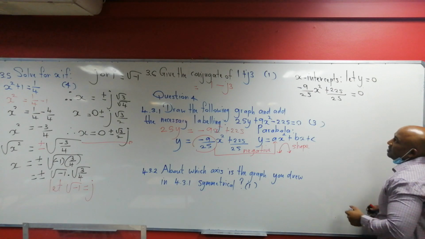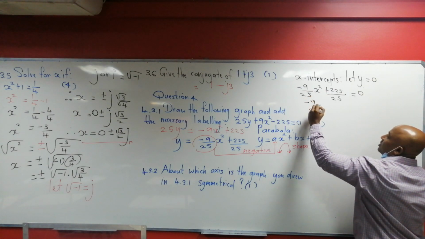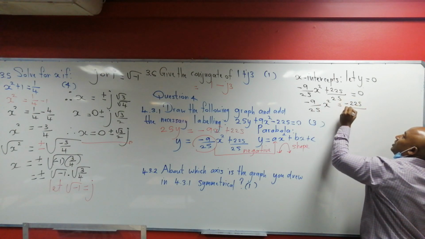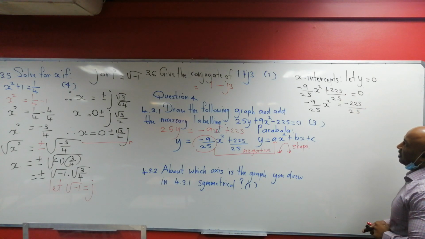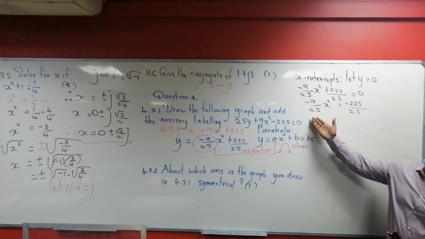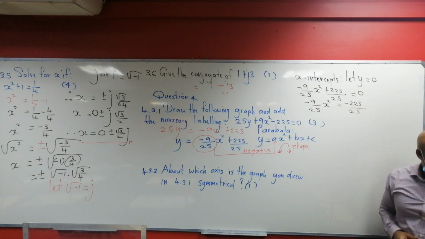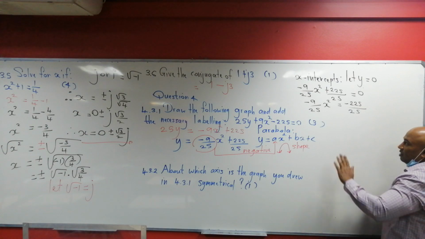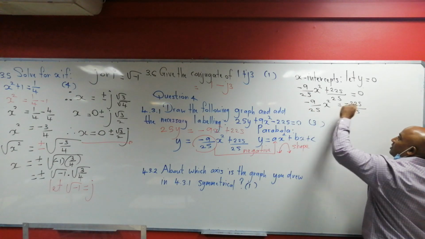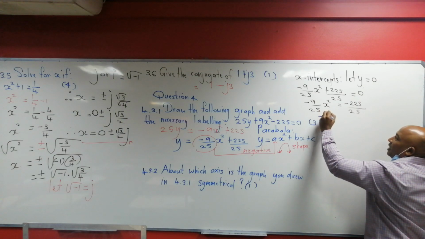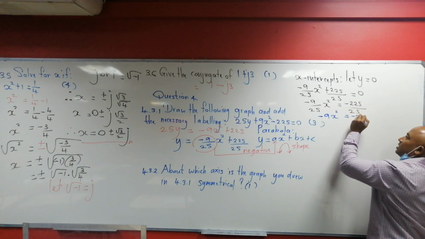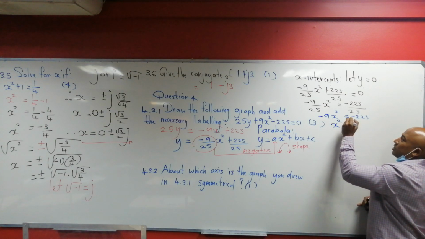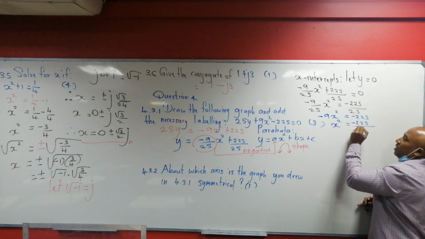So now I have minus 9 over 25 x squared is equal to minus 225 over 25. If I multiply by 25 on both sides, the 25s will cancel. Can you see it in your mind? That and that will cancel, that and that will cancel. You end up with minus 9x squared is equal to minus 225. So therefore, x squared is going to equal minus 225 divided by minus 9.